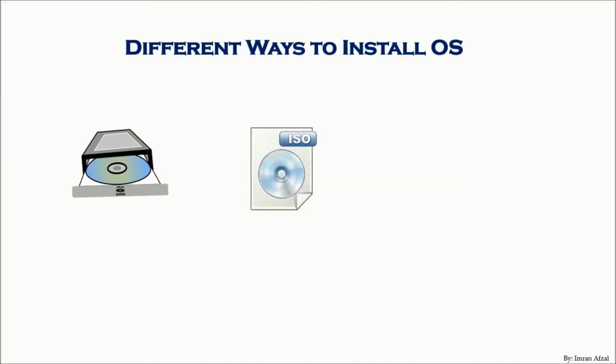The second way is through the ISO image. You actually download the image from the vendor website. Let's say if you're installing Red Hat, CentOS, Windows, you go to the Red Hat website or you go to the Microsoft website, you download the ISO image, you attach that ISO image to the virtual disk of your computer.